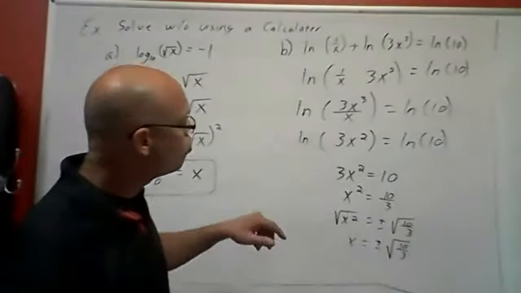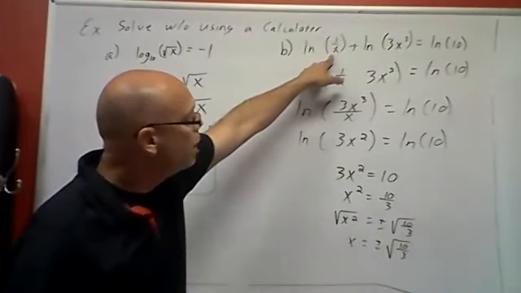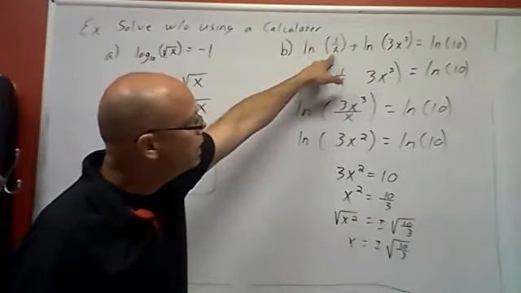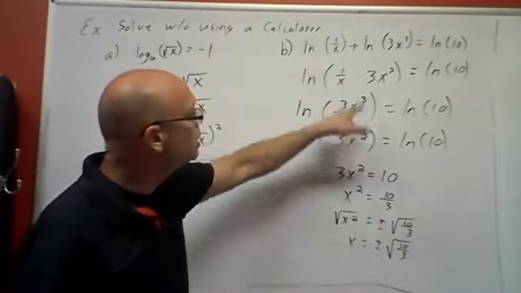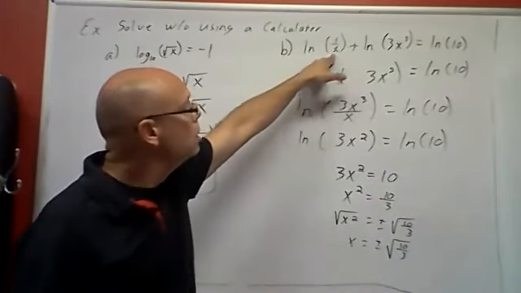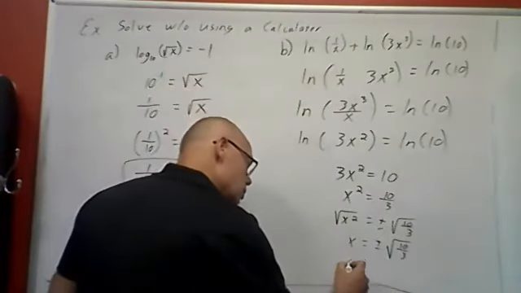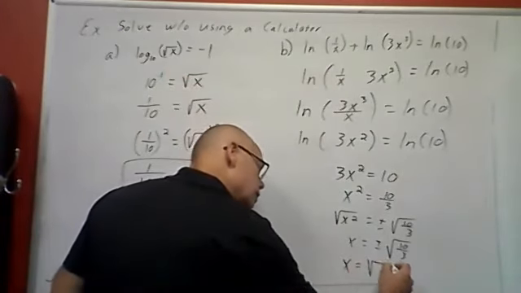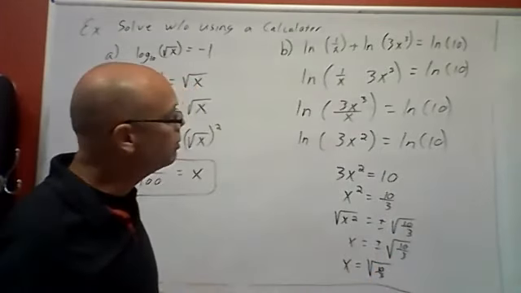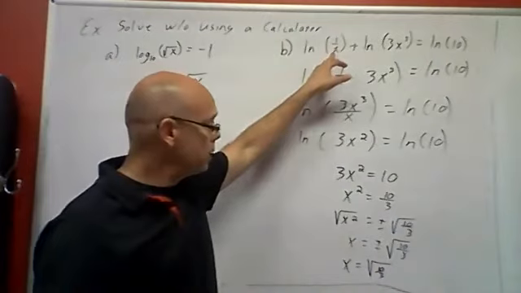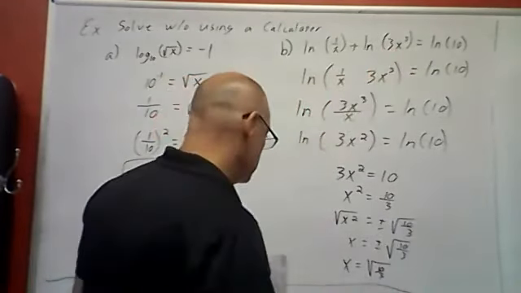Now, remember, whatever's in my argument has to be positive. Can't be 0, cannot be negative. So what happens if I put negative square root of 10/3 in here? I'll get 1/negative, which is not allowed. So I've got to throw away the negative. So I could say the positive square root of 10 over 3. Now, if I plug in the square root of 10 over 3 here and here, it's going to be positive in each argument.